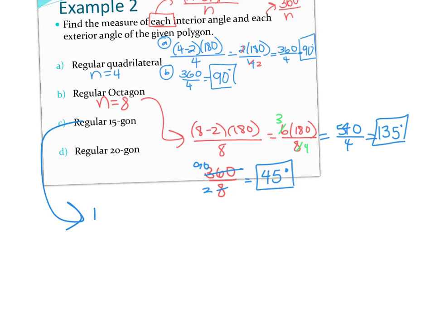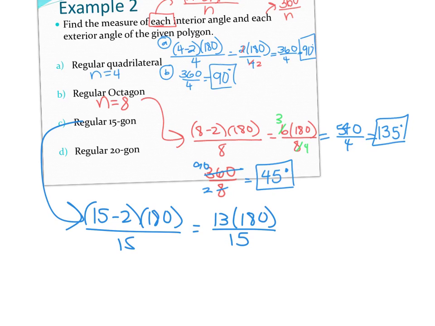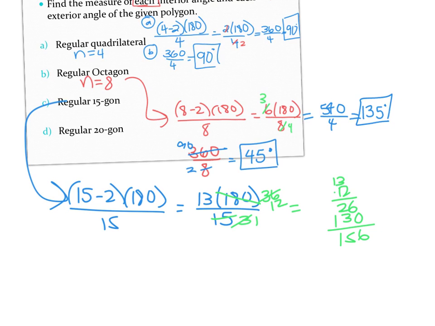Alright, so 15-gon would be 15 minus 2 times 180 divided by 15. This is 13 times 180 over 15. Again, you can multiply it out or you could reduce it. 180 and 15 are both divisible by 5. I could start there. So it'd be 36 over 3. And I could go further. 12. And then I just do 13 times 12. 156 degrees.